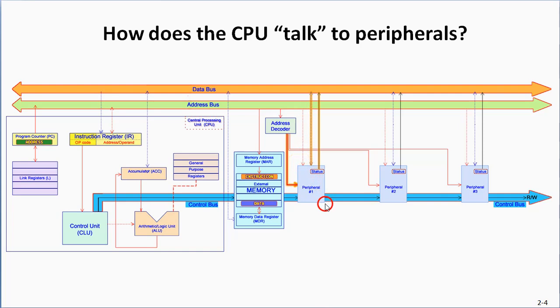A peripheral may also have more than one address associated with it. This is because it may be able to perform a variety of functions on the data, and the specific address by which it is activated indicates which function exactly it is supposed to perform.